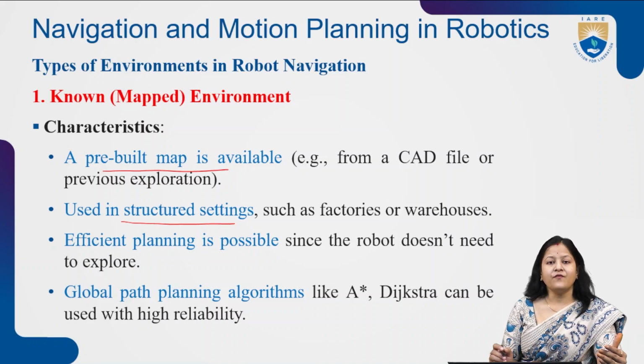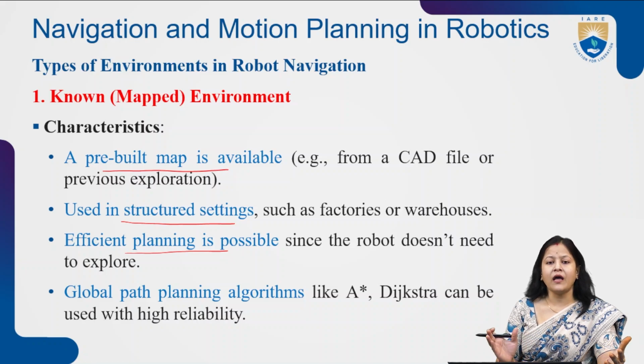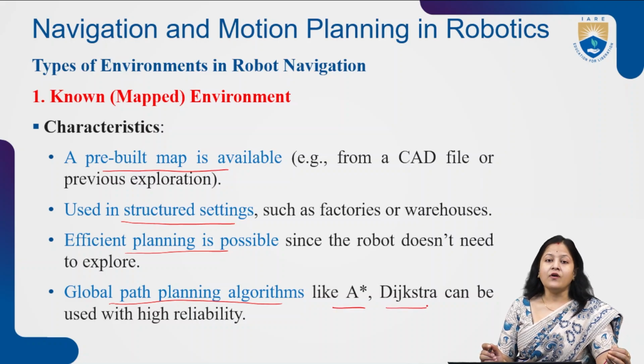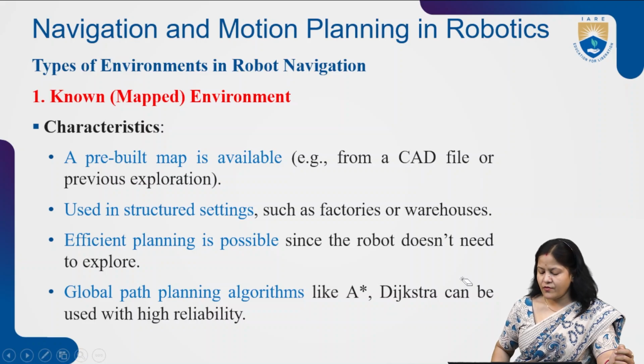The third characteristic is that efficient planning is possible since the robot does not need to explore. As everything is known to the robot, it can plan properly, avoiding anything or without colliding with any object. And global path planning algorithms are used for finding the path in a known environment. The robot uses the A-star algorithm or Dijkstra's algorithm for high reliability. So these are the characteristics of the known environment.